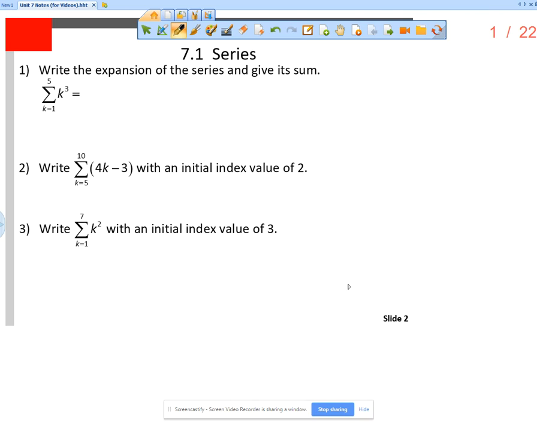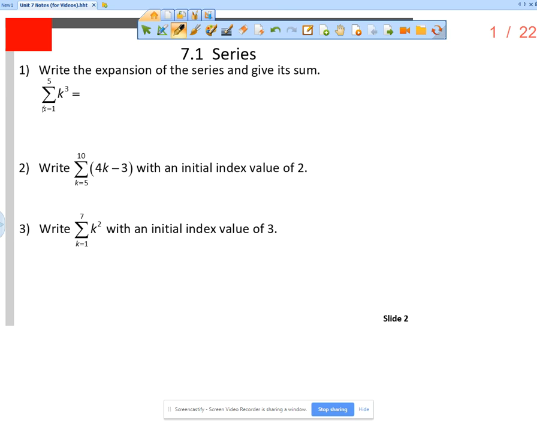You may recall series from pre-calc, where we use this capital letter sigma. It kind of looks like an E. This is known as sigma notation or series notation, and it refers to the summation.